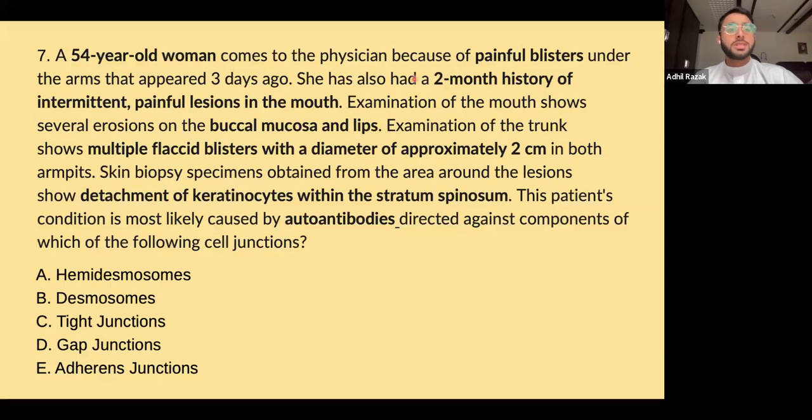A 54-year-old woman has painful blisters under the arm that appeared 3 days ago. She had a 2-month history of intermittent painful lesions in the mouth. Examination of the mouth shows several erosions on the buccal mucosa and lips. Examination of the trunk shows flaccid blisters with 2 centimeter diameter. Skin biopsy shows detachment of the keratinocytes within the stratum spinosum. The patient's condition is most likely caused by antibodies directed against which component? What do you guys think this is?